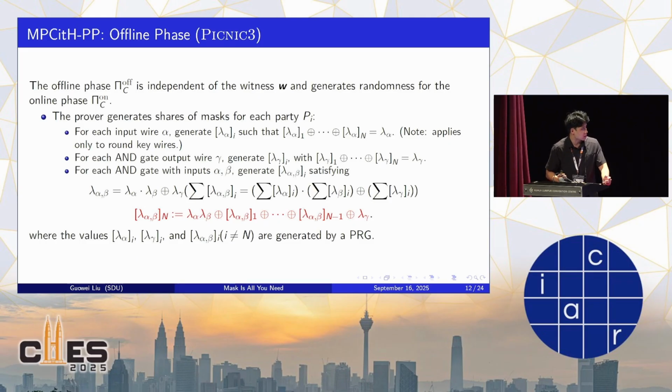It's defined as lambda alpha beta 1 XOR ... XOR lambda alpha beta n minus 1, and XOR lambda gamma. And the other shares lambda alpha i, lambda gamma i, and lambda alpha beta i for i not equal to n are generated by a PRG.